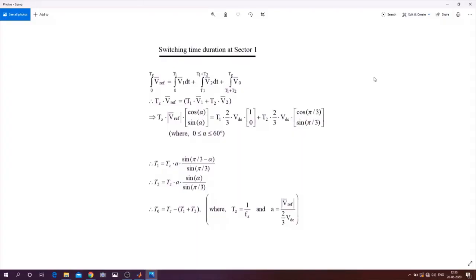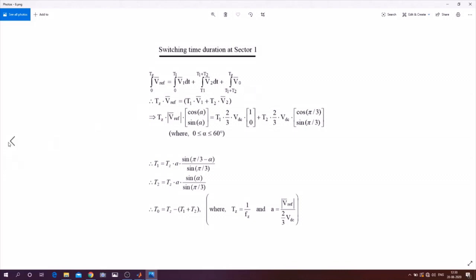Next we will see how we will generate the switching functions. Let us consider one switching function for sector 1. Here Tz is the total time of switching. It is divided into two parts. One is 0 to T1, the other is T1 to T1 plus T2, and the remaining time that is not included over here will be considered as 0. So you can see in this equation that Tz equals T1 plus T2 plus T0. Okay, so we have written this equation.